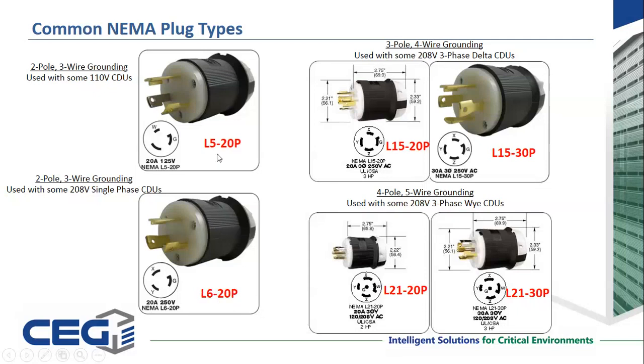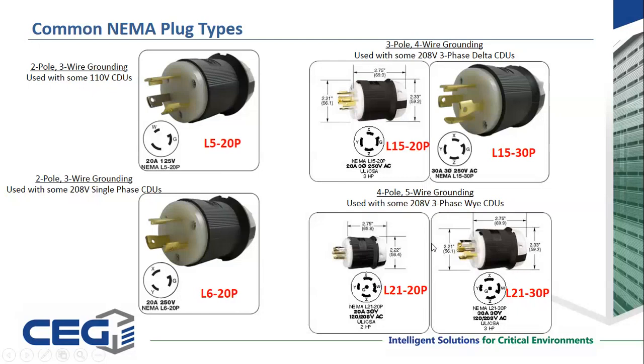So up top here, you have a locking low voltage 20 amp plug. This would plug into a receptacle that's an L5-20R. Similarly, down below, this is a high voltage 20 amp twist lock plug. This would plug into a receptacle that's called an L6-20R. So once you understand that, it makes a little bit of sense.